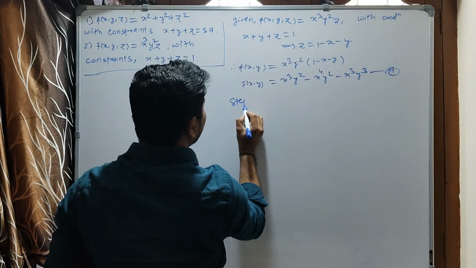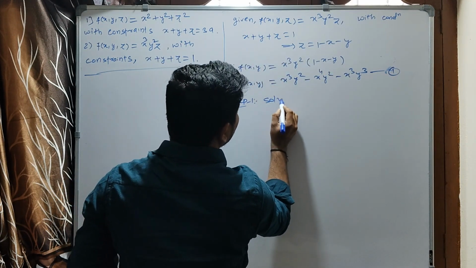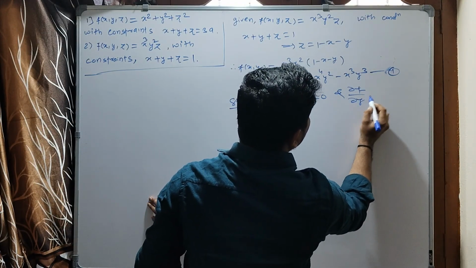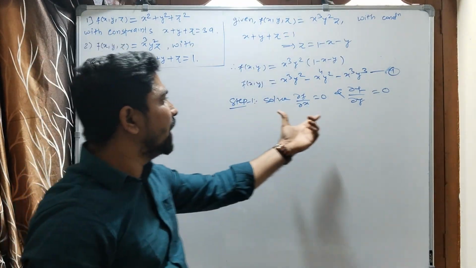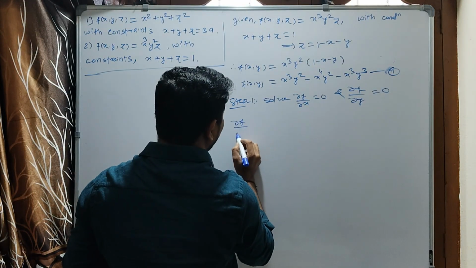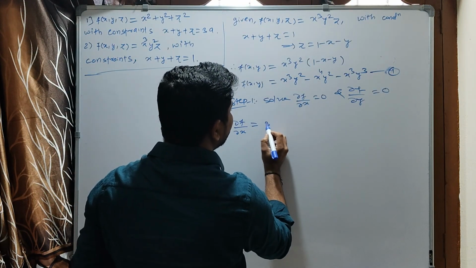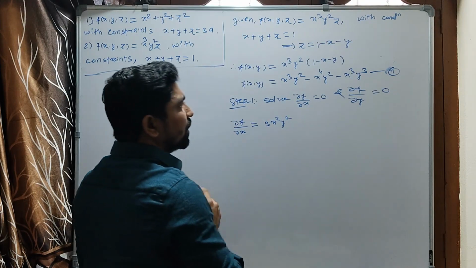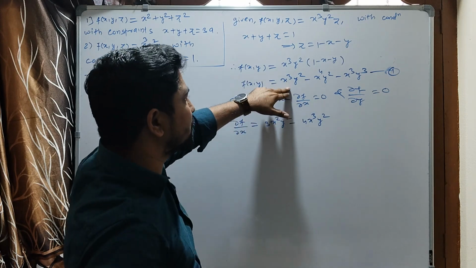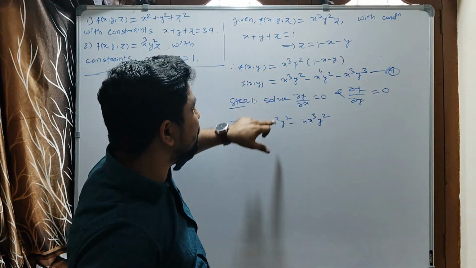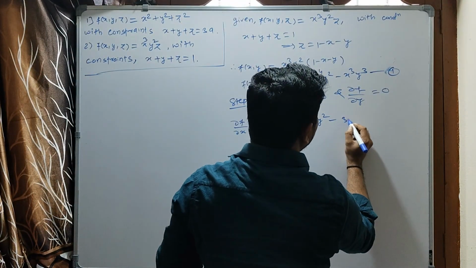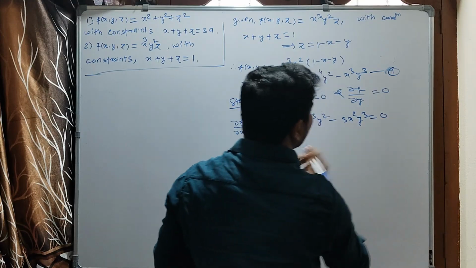Now step 1 says solve dou f by dou x equal to 0 and dou f by dou y equal to 0. With the help of these two you will get the stationary points of your function. So to find the stationary points, dou f by dou x equals 3x square y square minus 4x cube y square, partial derivative with respect to x, keeping y as a constant. So derivative of x cube is 3x square, y square as it is, x power 4 gives 4x cube, y square as it is, minus 3x square y cube, which is equal to 0.